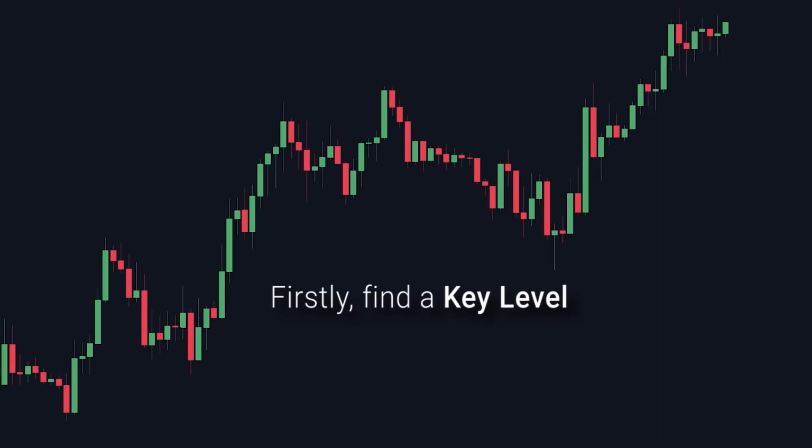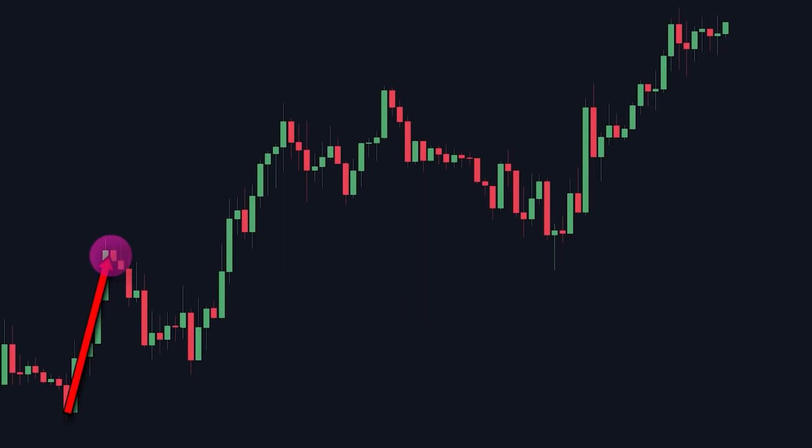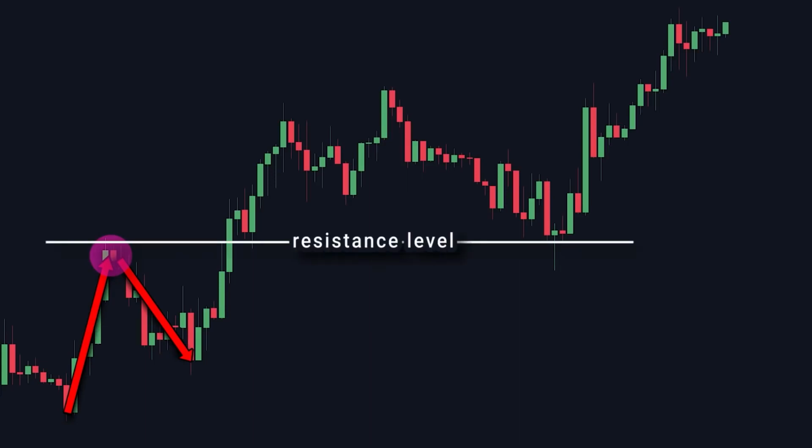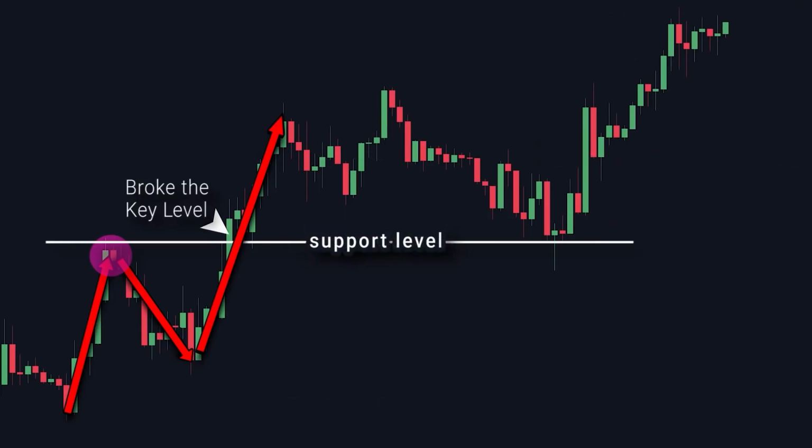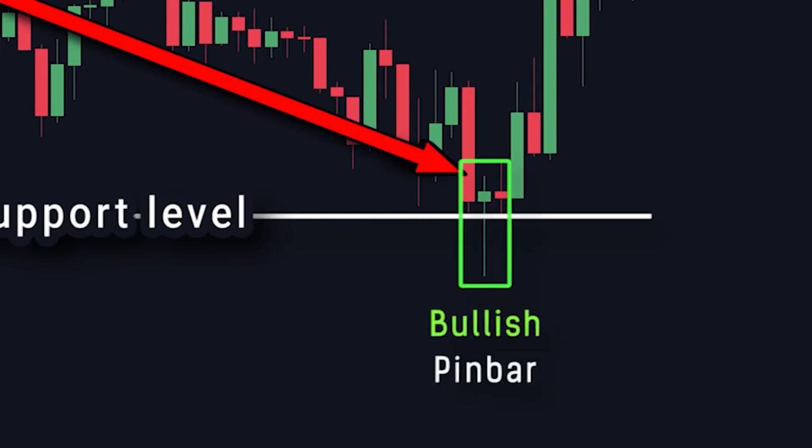Again, the first step is finding a key level. So, let's analyze this chart. Here we can see that price went up, rejects this level, and moved downwards, making this a level of resistance. Next, we can see that the price went up, and broke the previous resistance level, which means this level now becomes a support level. Then, we saw that the price went down towards that support level, and formed a bullish pin bar, because again, the candle has a small body, and a tail is sticking out to the bottom, meaning that the rejection came from below.